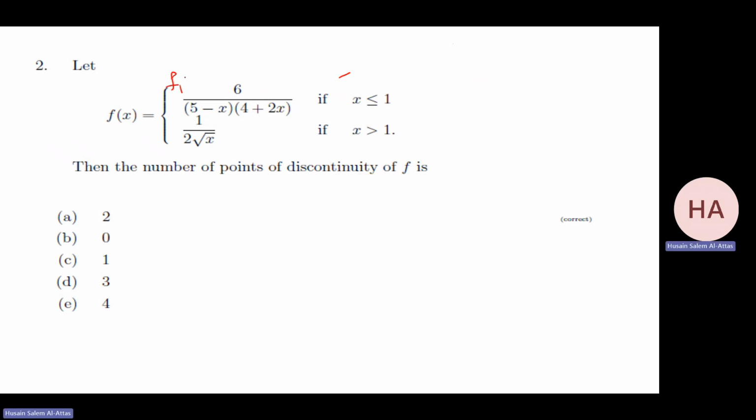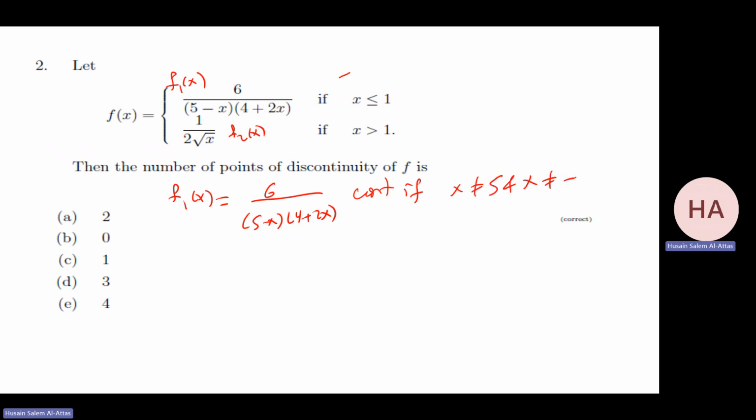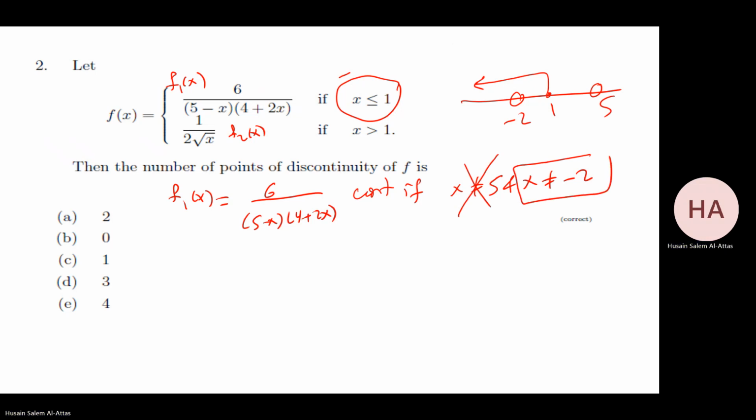So make this f of 1 of x, and this is f of 2 of x. f1 of x. This function is continuous for x not equal to 5 and x not equal to -2. Okay, but this works with this interval. Now this is 1. I want less than 1, where -2 is here, but 5 is here. So this will give me nothing. This is the only point of discontinuity now.